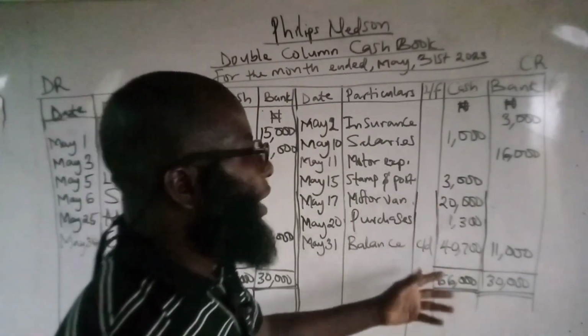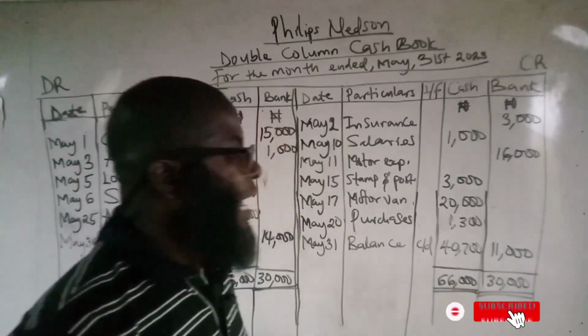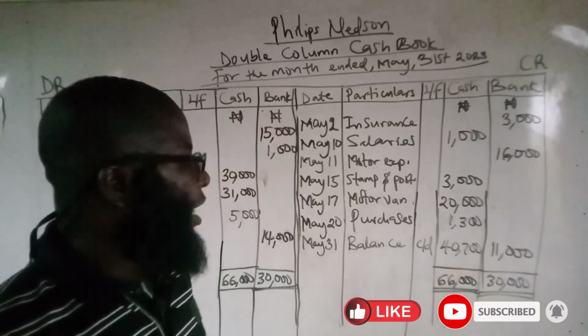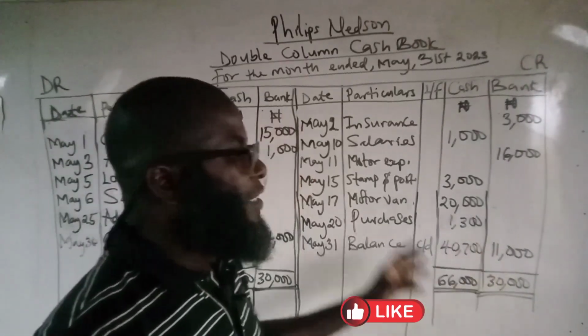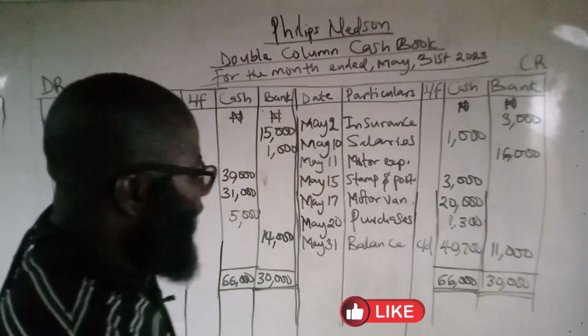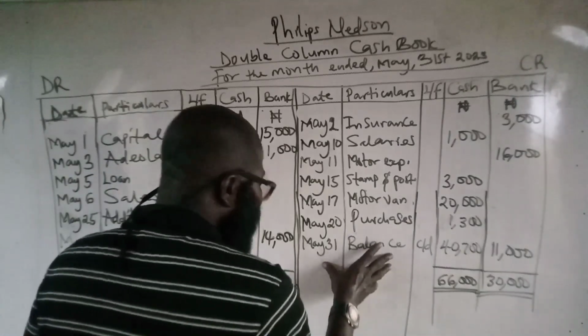The balance carry down, that is the balance Philip Nelson is still having in his pocket, in his business, in the office, that is 40,700. While the money he's still having in his bank account is 11,000 naira. Now, that is what he's having at the end of May 31st.